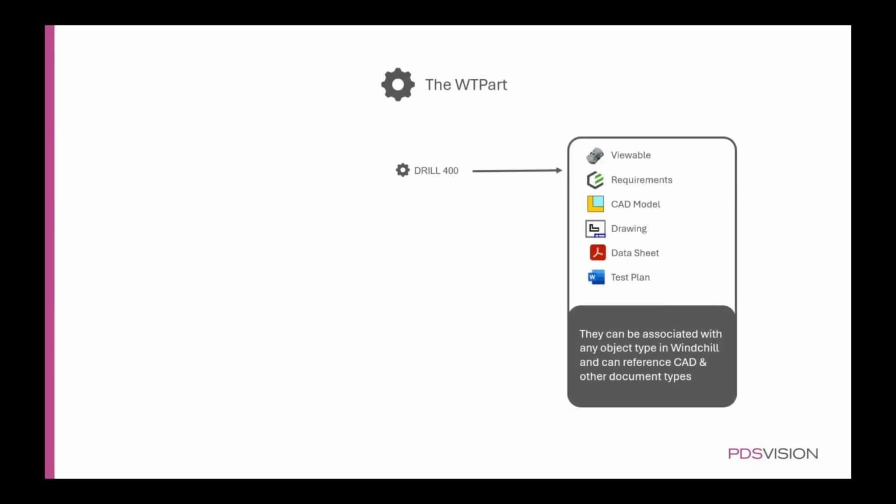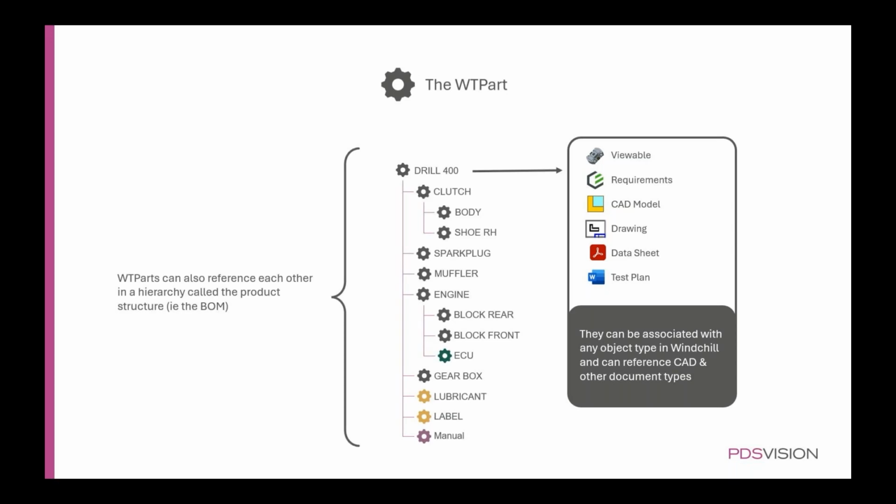So in our example here, we had the drill 400, and we had all the other information describing it. So we've got a visualization file, which maybe is derived from the CAD. We might have some requirements that are associated to it. We've got 2D drawing, all of these sorts of things. They all reference that part. So WT parts are also objects used to build product structures, i.e. the bill of materials. And again, these parts don't contain the information, but they reference the information. So we can start building up these structures, and from that we can start deriving our bill of materials and those sorts of things, which we'll come on to.